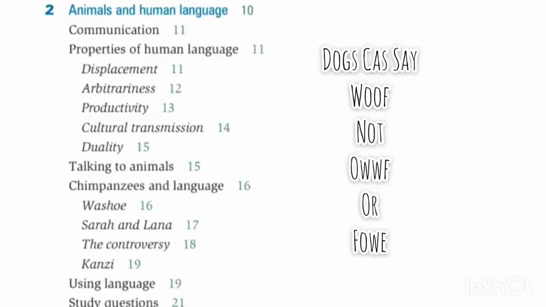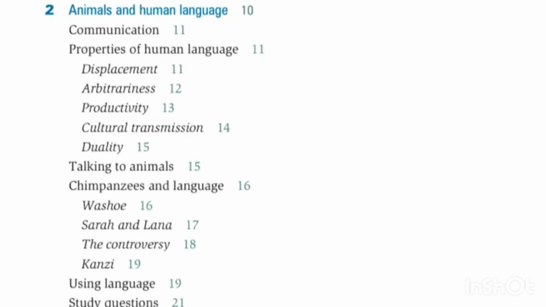They cannot say "oof" or "fo". They cannot reverse the word or change the word according to situations. So this is the duality that is the feature of human language. These were the properties of human language.